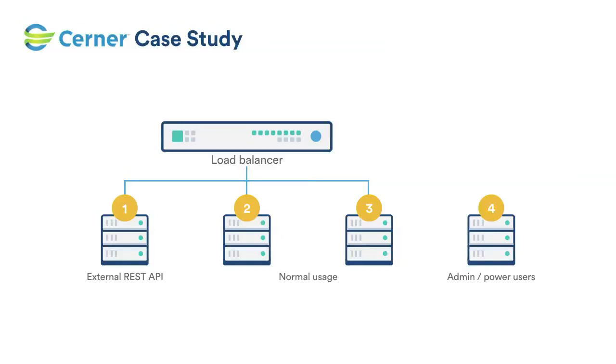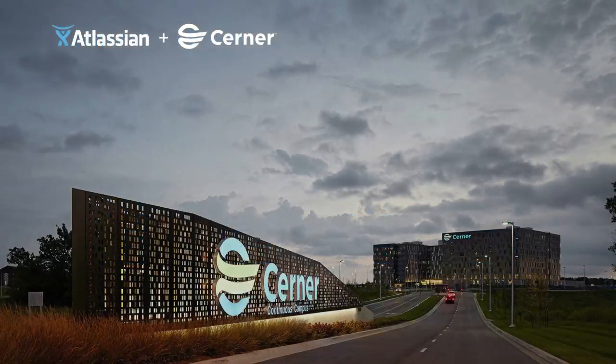They planned to have 4 nodes in their cluster behind a load balancer, with each node performing the following services. Node 1 would take care of the external REST API node. Nodes 2 and 3 would take care of the normal usage. And node 4 was for admin and power usage, not in the load balancer and only accessible by the IP address. Within their first week of implementing this data center configuration, Cerner was seeing 4 times the amount of traffic on the REST API node as on the other 2 nodes.